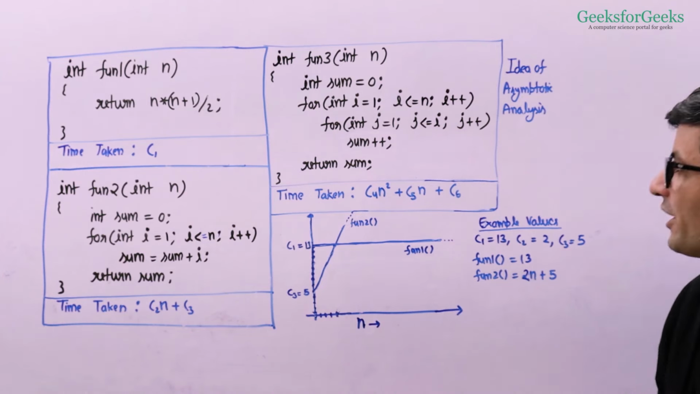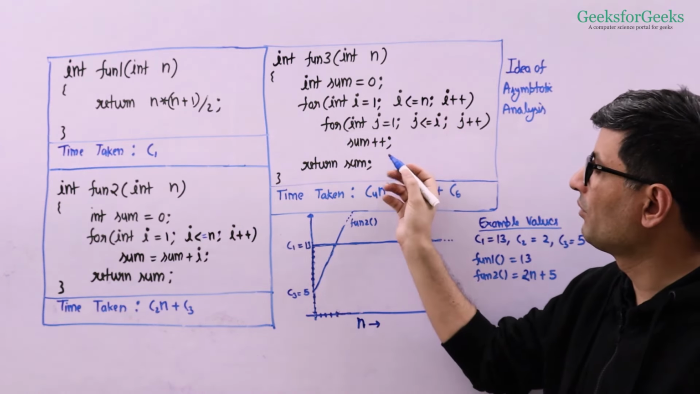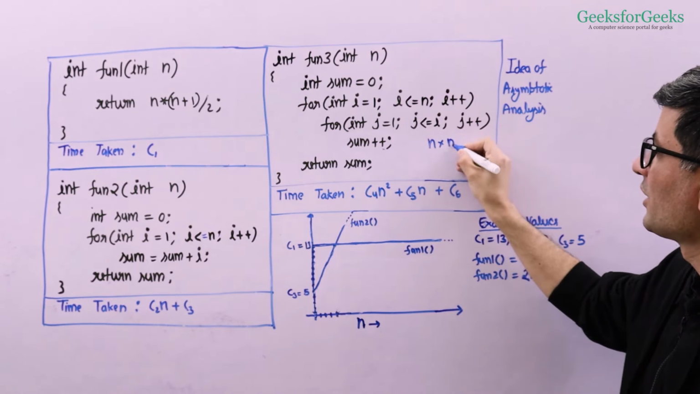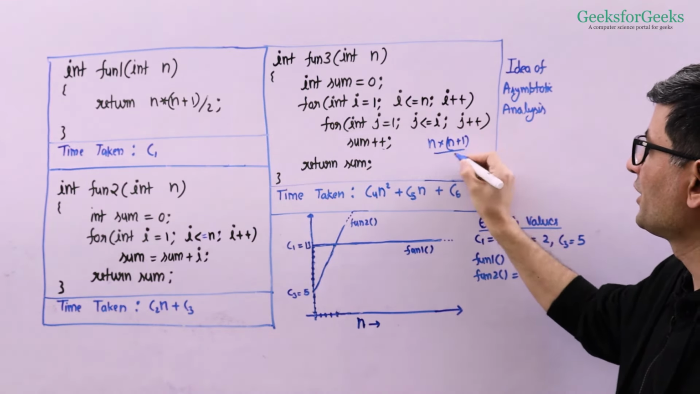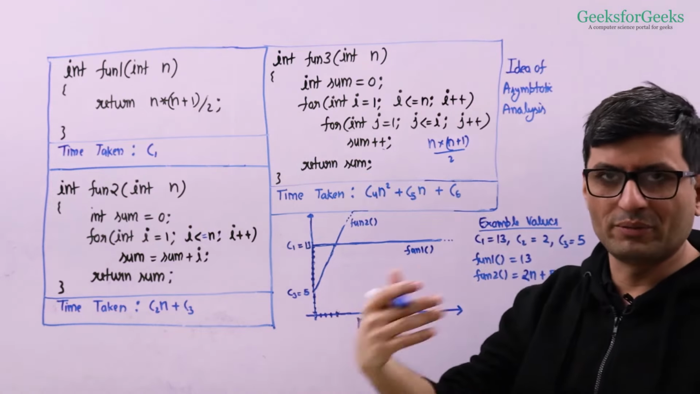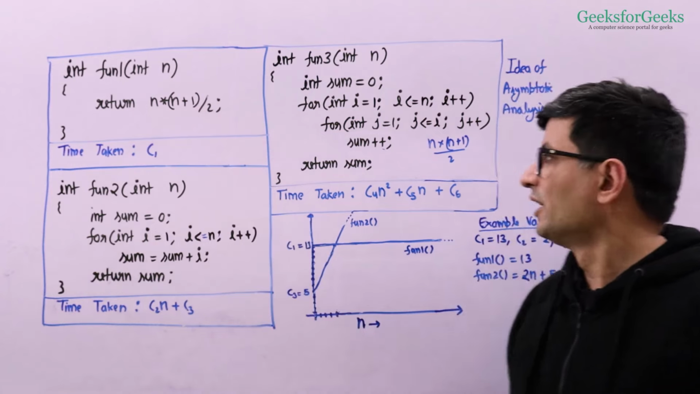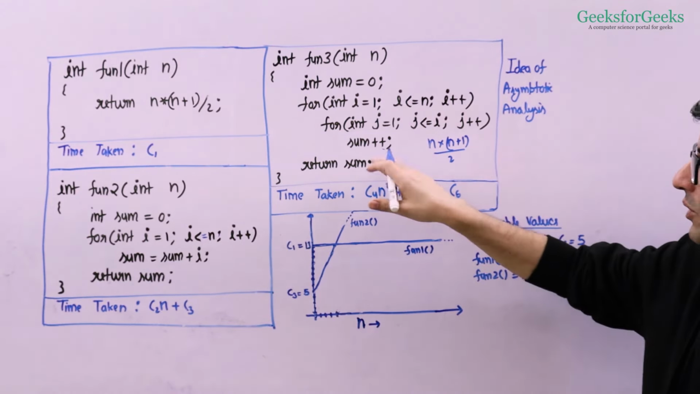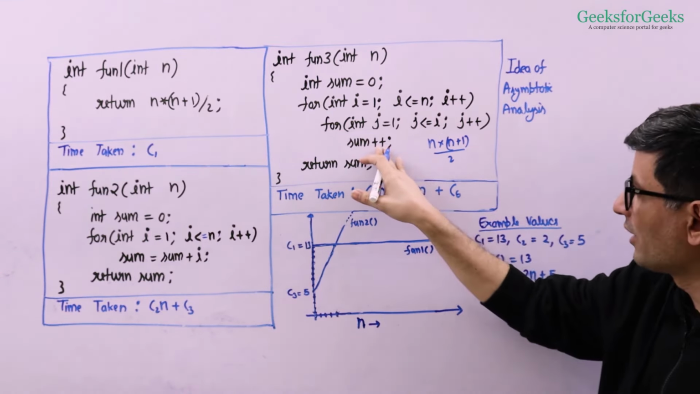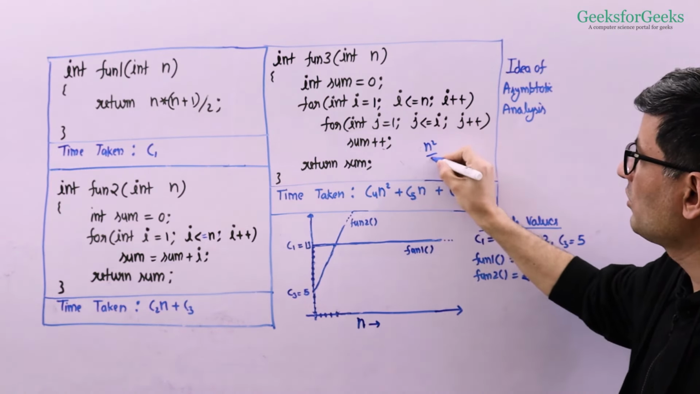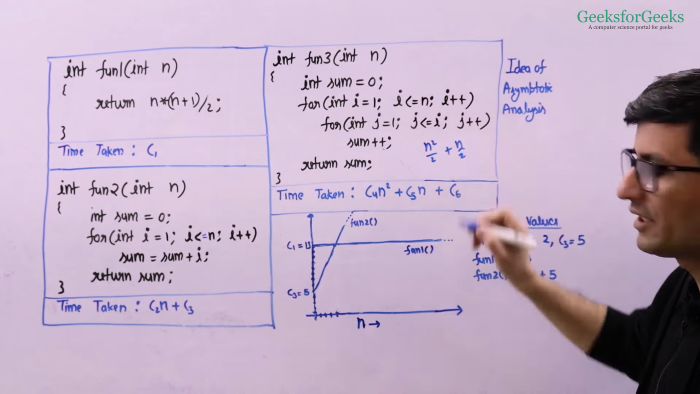Let's now see our third example. In this example, we have this expression which is being executed n into n plus 1 by 2 times. What are we doing in this logic? We are incrementing sum these many times. So we are ultimately getting the same value here, right? So if I try to compute how many times this expression is being evaluated, I get n square by 2 plus n by 2, right? This is what I get.